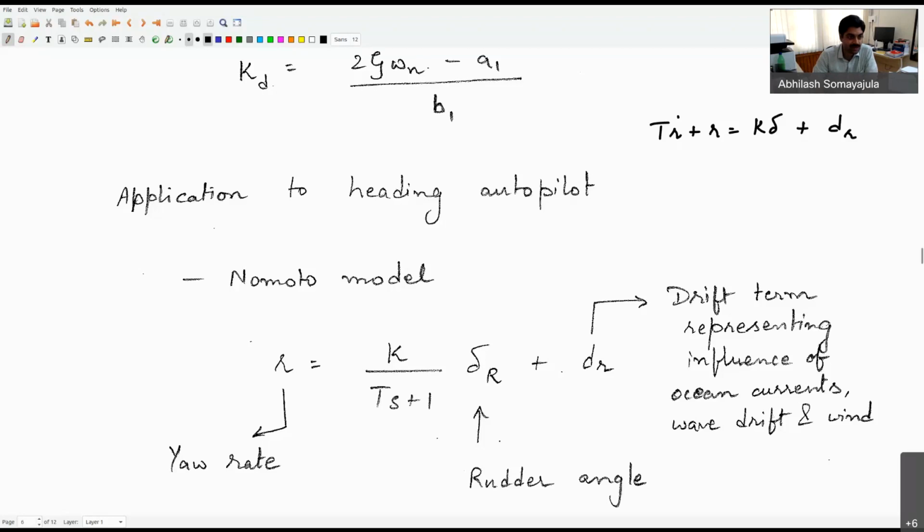Okay. Now, by taking a Laplace transform of this equation, we know that we can express the yaw rate as k by Ts plus 1 times delta plus this so-called disturbance term. Okay, and I'm absorbing that value of Ts plus 1 which I'm dividing by. So I'll just call this one d, and I'll define dr as d by Ts plus 1. Okay, for the sake of completeness.